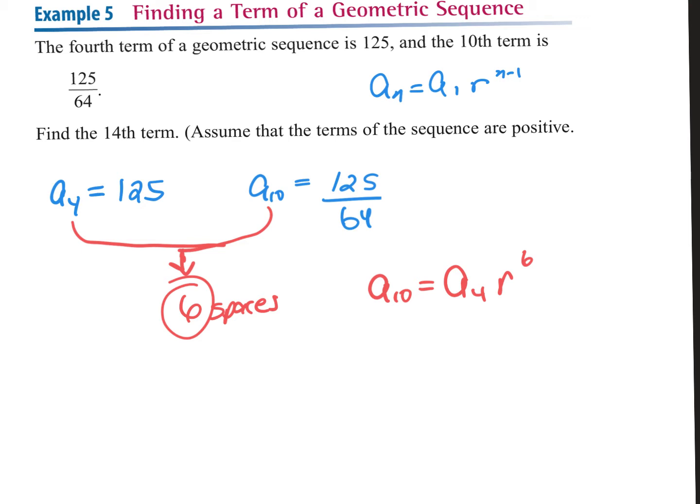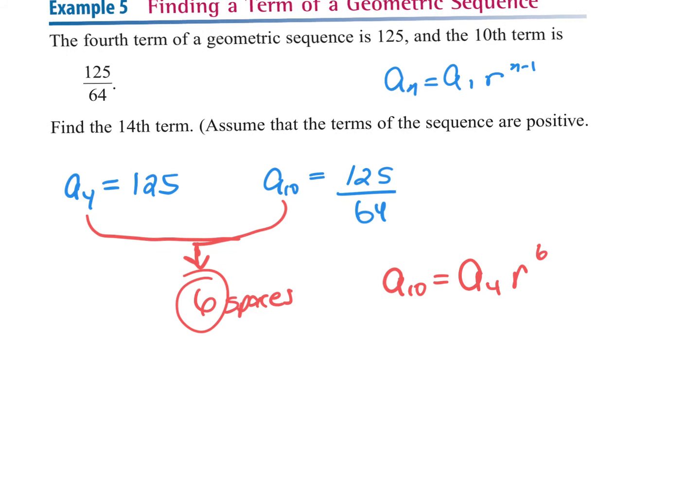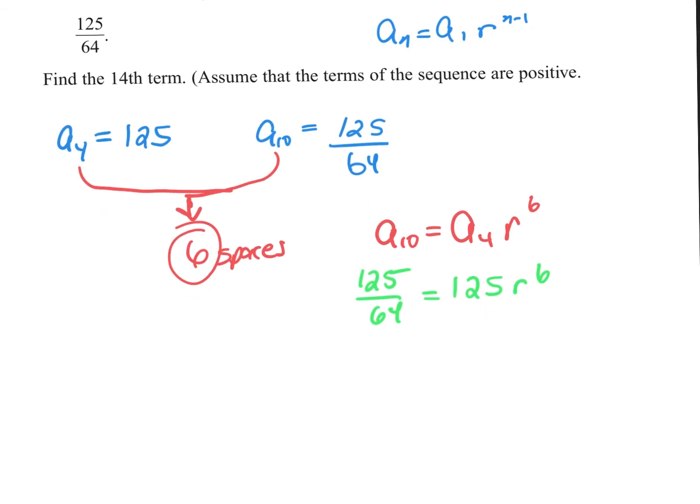So the first thing we're going to do here is solve for what our r is. So a sub 10, what's my 10th term? 125 over 64, right? What's my fourth term? 125, and then I have r to the 6th power. So we're solving for r. Everybody with me? Okay. So when I'm solving for r, I want to get r all by itself. I divide by 125, correct? You guys agree? Okay, this is 125 over 1.